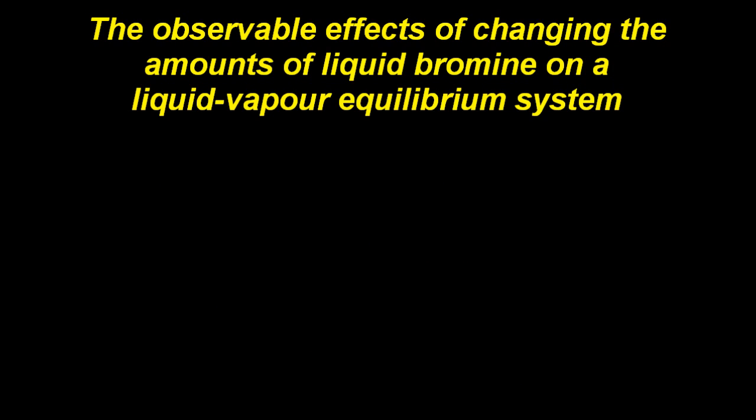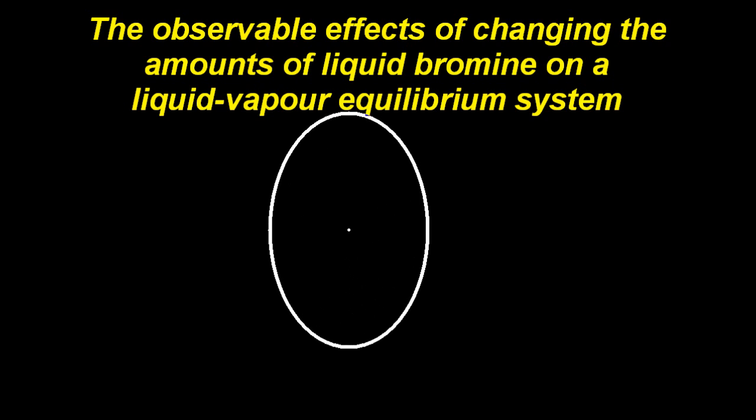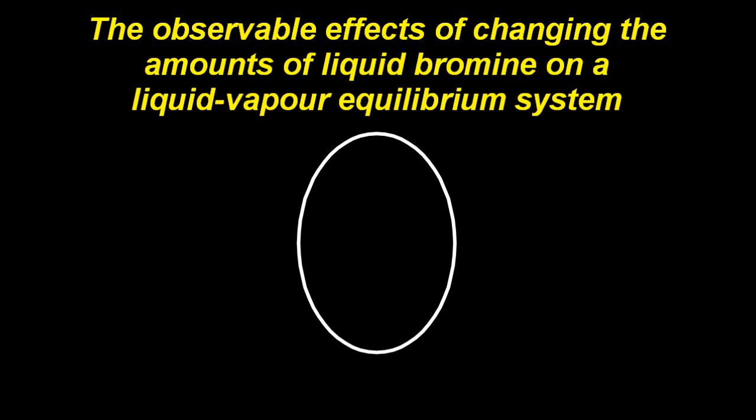The observable effects of changing the amount of liquid bromine on a liquid vapor equilibrium system. Let's put some bromine in this little egg shape here, and some of it will evaporate to form bromine gas.